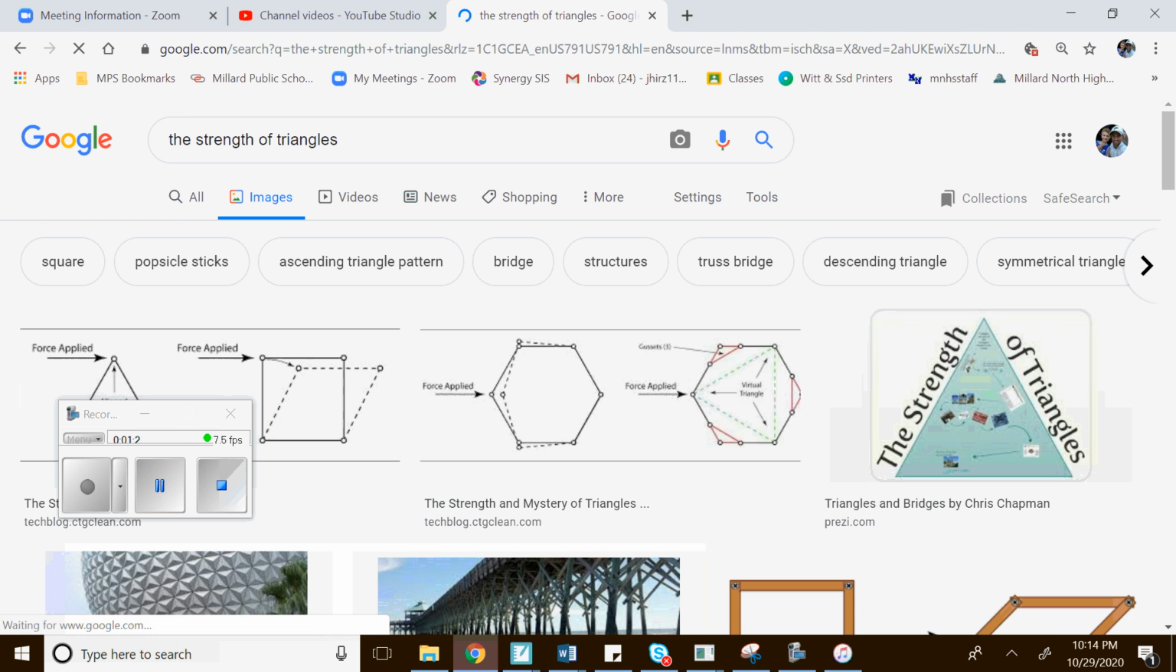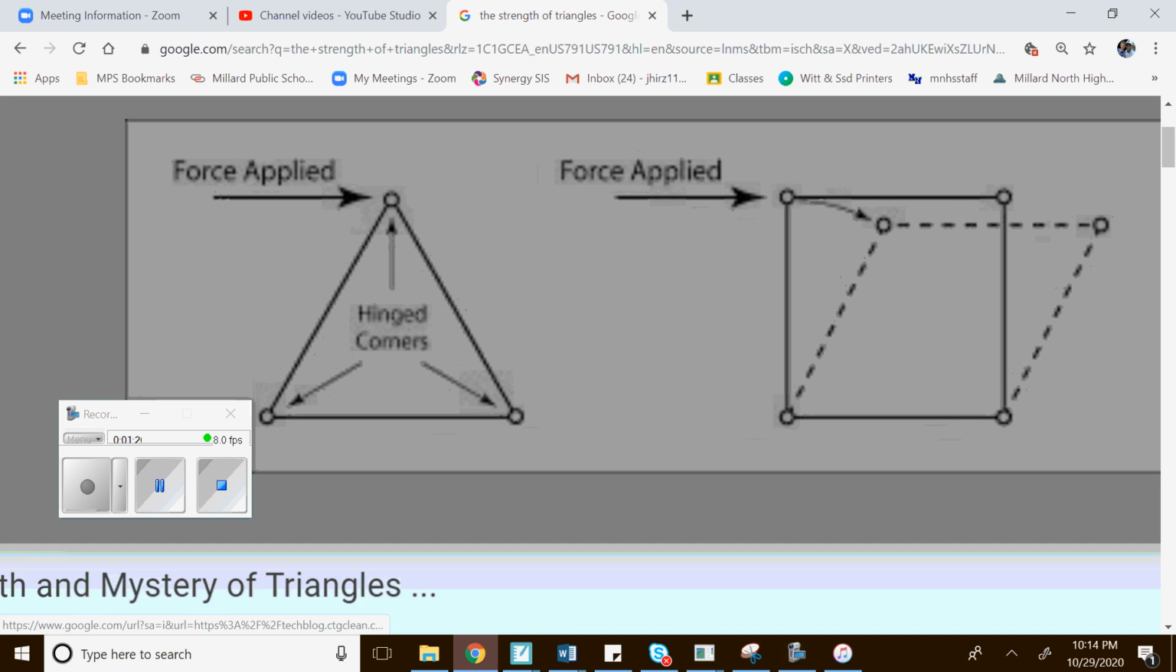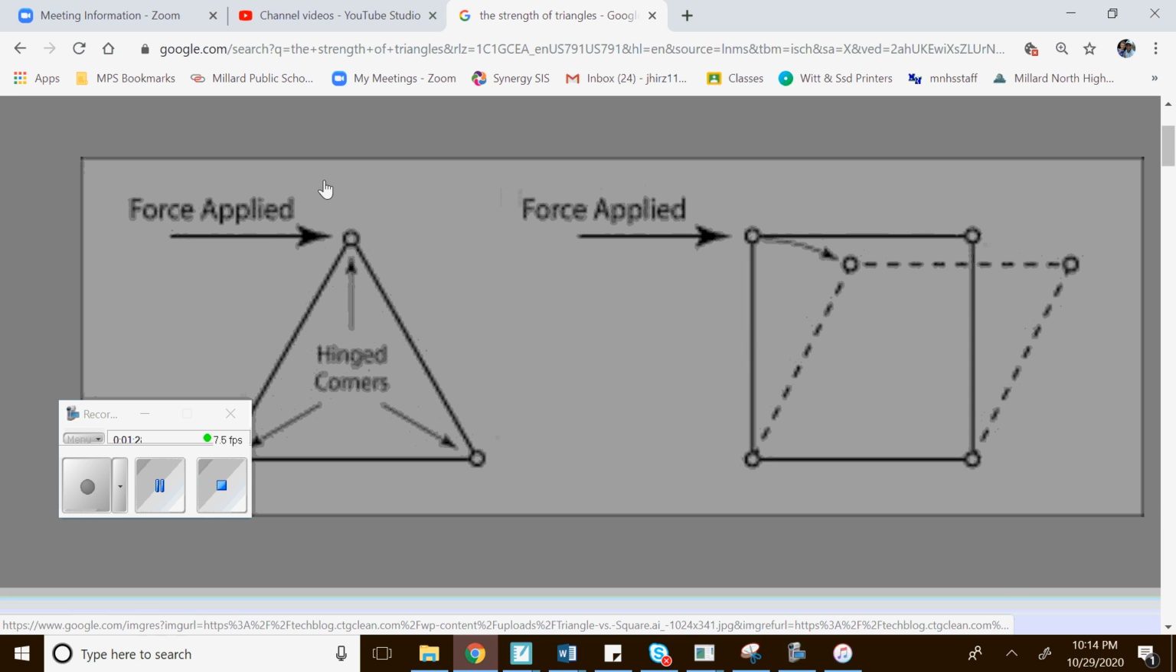Okay, so in a triangle, if you were to push on the top in any way, left or right or downward, it actually braces the force, and the triangle is not going to move. But in a similarly shaped square, if you apply force in either direction, the thing is very, very easily bendable. And so triangles are used in bridge building, architecture, et cetera, et cetera, et cetera.